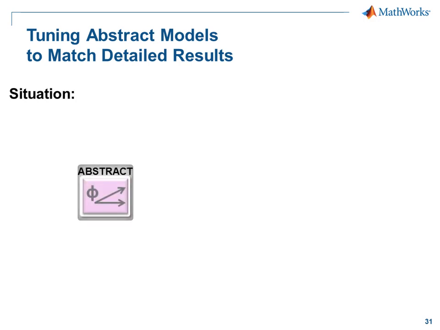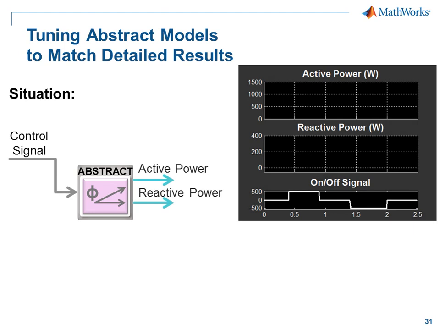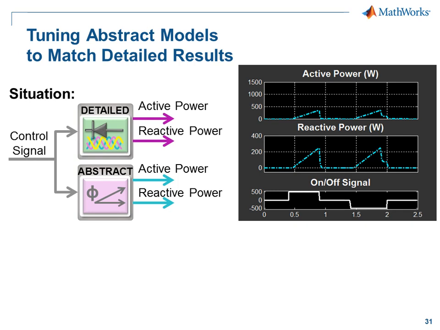In this demonstration, we're going to see how we can tune abstract models to match the results from detailed models. Here is our situation. We have an abstract model of a component in our electrical network. When it is stimulated with this control signal, these are the results we get for active and reactive power. When we stimulate the detailed model of this component with the same signal, these are the results that we get. We need the abstract results to match the results from the detailed model so that we can use the abstract model in rapid simulations for system-level design.